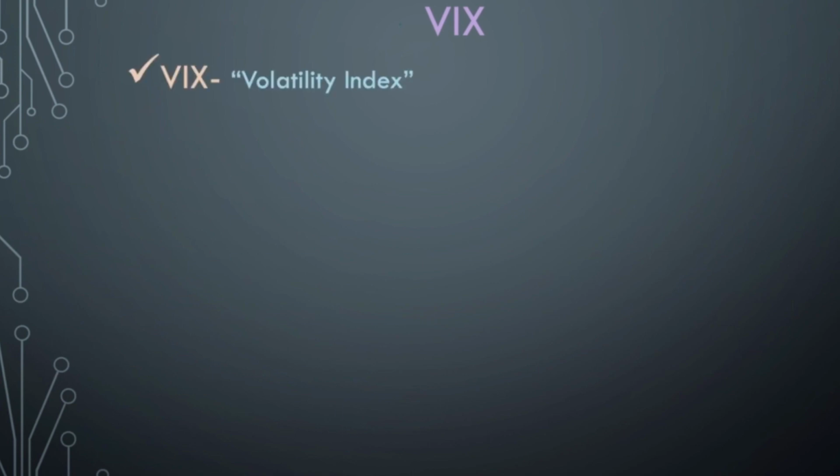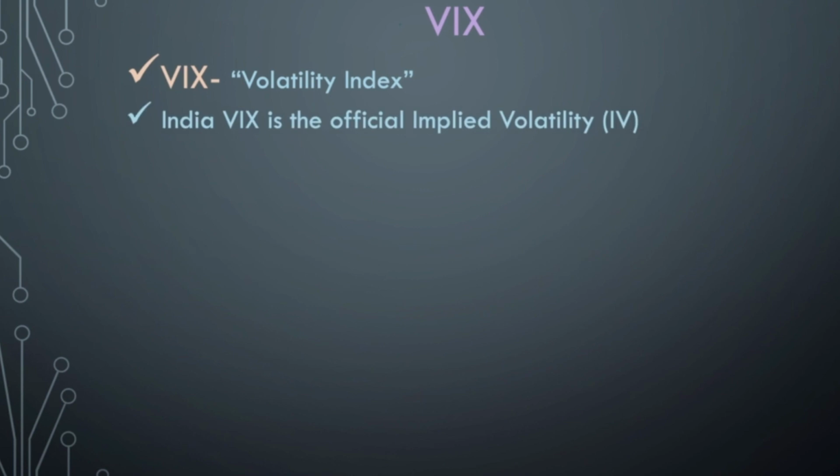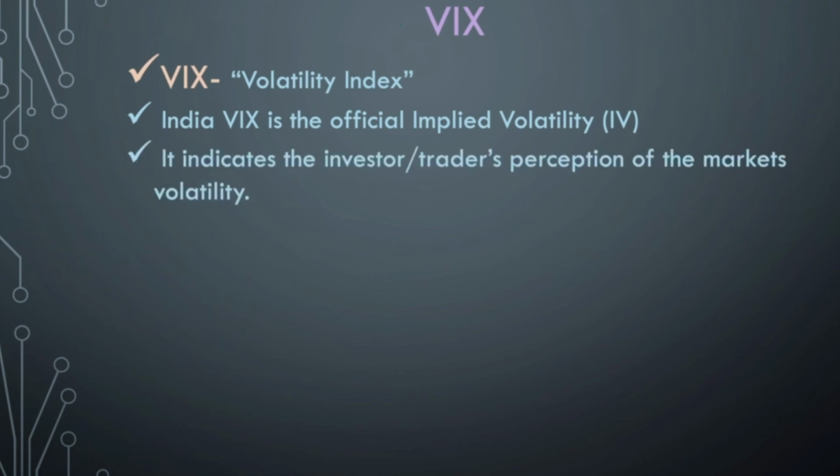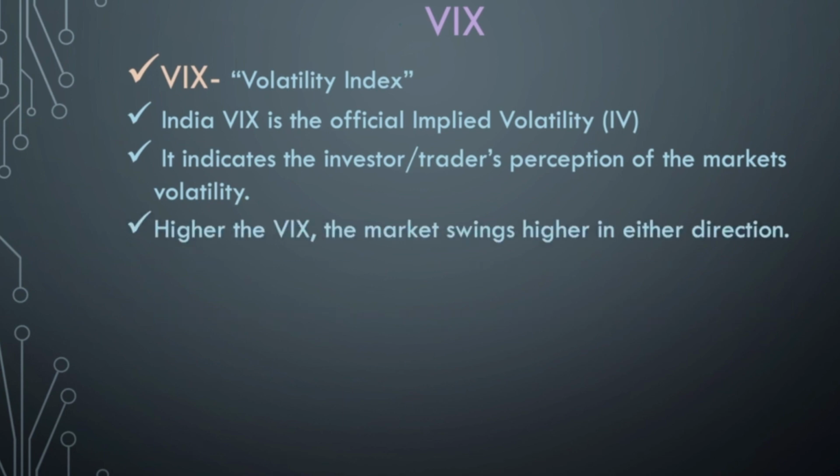What is VIX? VIX is the volatility index. India VIX is the official implied volatility, IV we call it. It indicates the investor's or the trader's perception of the markets. If there is fear in the investors' or traders' perception in the market, then the volatility index VIX value shoots up. When the VIX value is higher, you can see the option premium values also shooting up. And if the VIX is lower, the option premiums are very low and cheap.